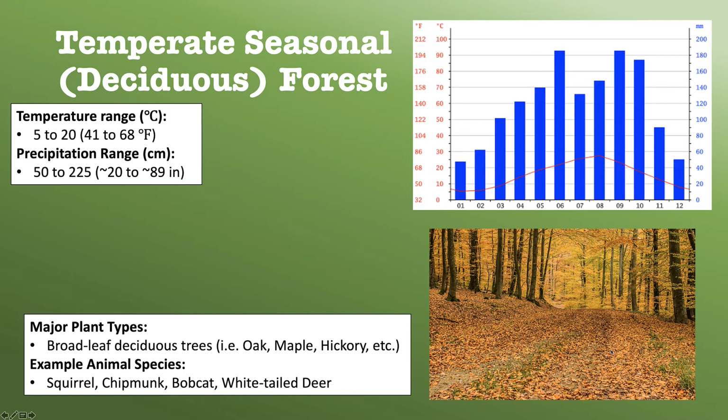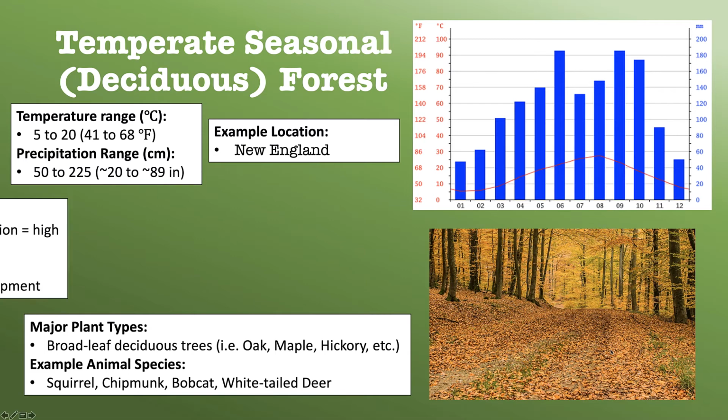Not as many pines. These are better competitors. So again, any tree that goes through that dormant period, fall, loses its leaves, that's what we're talking about. And you'll find species like squirrel, chipmunk, you'll find bobcat, white-tailed deer, black bear. These are all common. And a region would be New England or the Northeast United States. Hometown, right? That's one of the best examples of this deciduous forest.